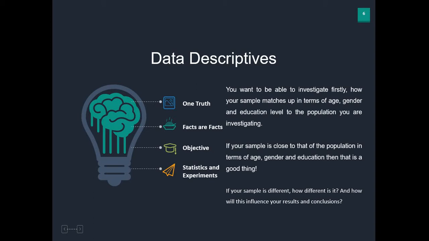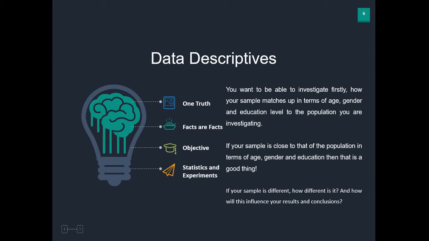Because obviously we haven't got time to talk to every single person and give out a questionnaire to every single person in the population. So that's why we use samples. So we want to make sure that our sample is as close as we can to the actual population overall. Now, what if it's different?